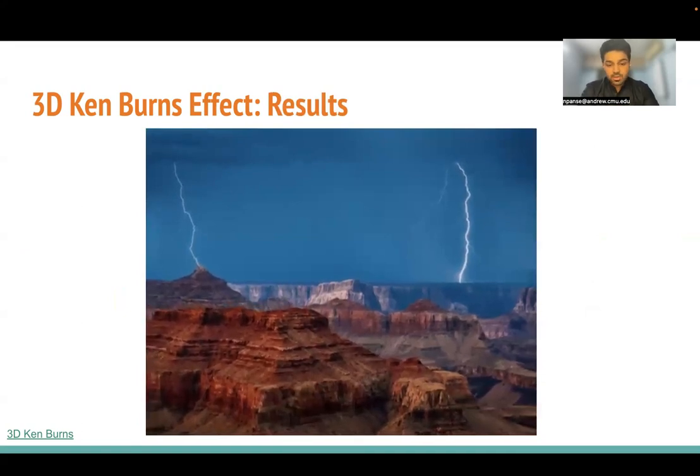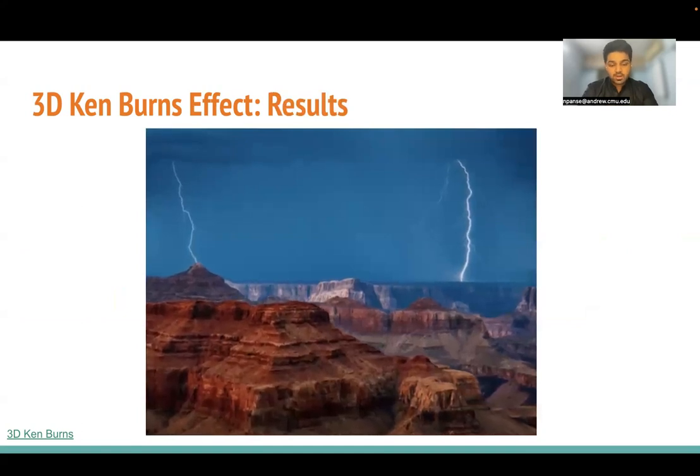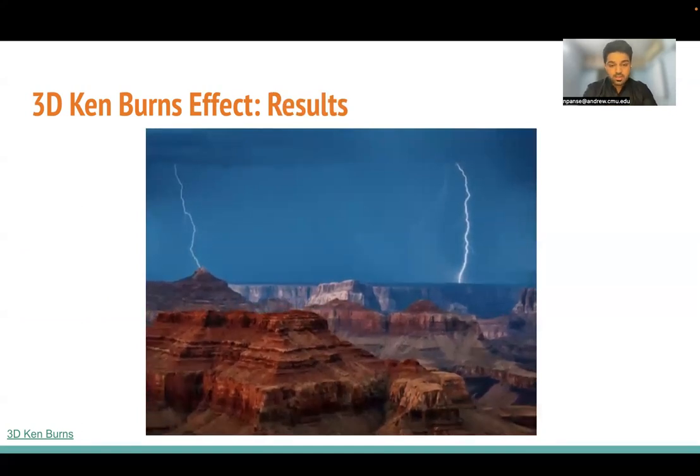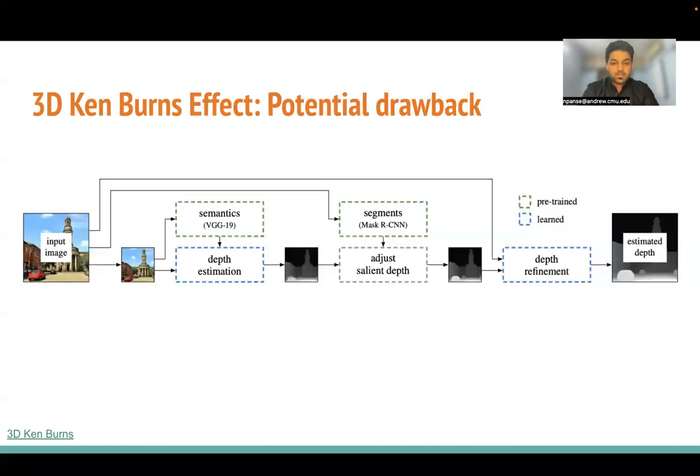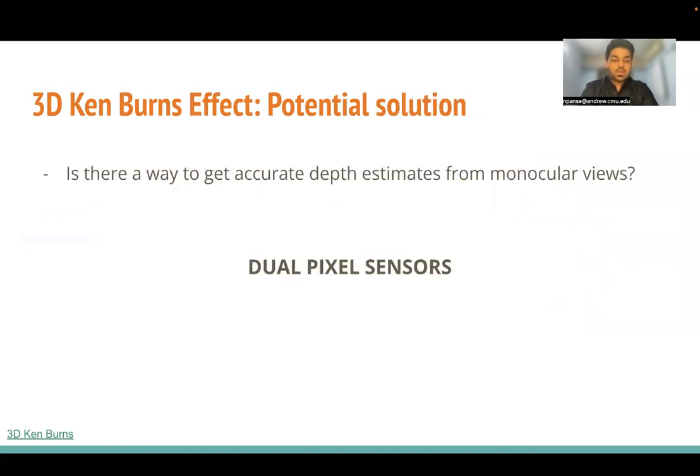So the effects are really cool because even for areas where depth is large, the entire scene that is generated is really fascinating. One of the drawbacks that I think of this method is that it has three deep learning networks to estimate depth from a monocular image. And as depth from a monocular image is an ill-posed task, plus this would be heavy computation, it is thus not suitable for mobile applications. So is there a way to get accurate depth from monocular views is something we would tackle here.